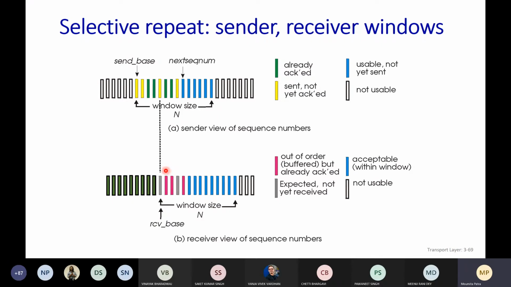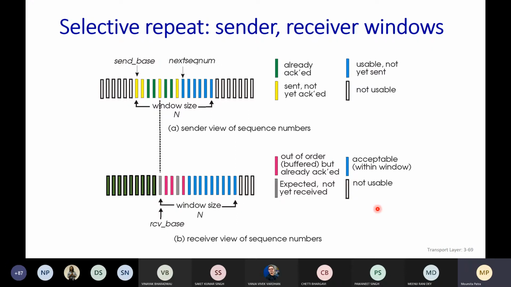Now the gray ones are the ones which are expected in sequence. These are the packets which are expected at the receiver side, but they have not yet been received. The blue ones are basically acceptable within this window size, and the green ones are already received in order. These ones are not usable.